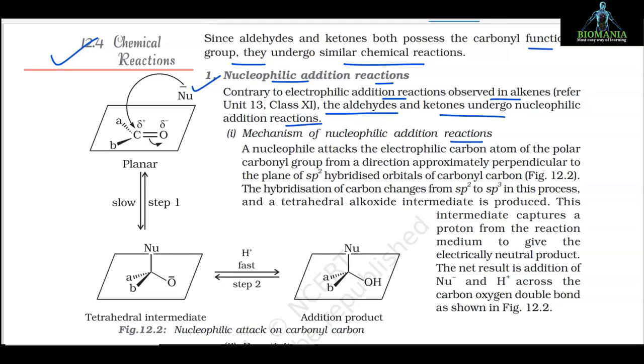A nucleophile attacks the electrophilic carbon atom of the polar carbonyl group from a direction approximately perpendicular to the plane of sp2 hybridized orbitals of the carbonyl carbon. The hybridization of carbon changes from sp2 to sp3 in this process, and a tetrahedral alkoxide intermediate is produced. This intermediate captures a proton from the reaction medium to give the electrically neutral product. The net result is addition of Nu minus and H plus across the carbon-oxygen double bond as shown in figure 12.2.